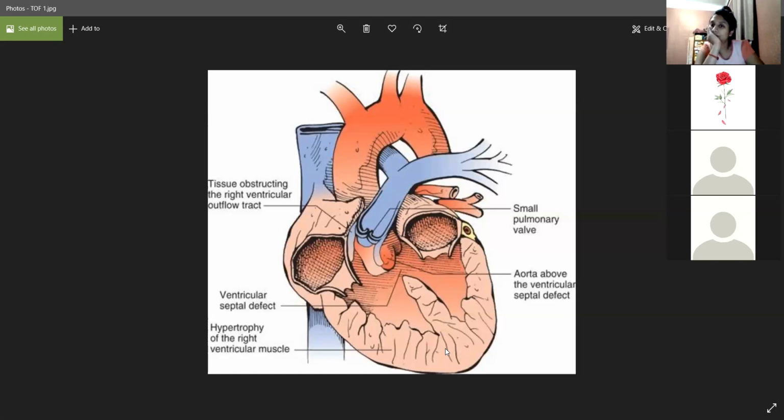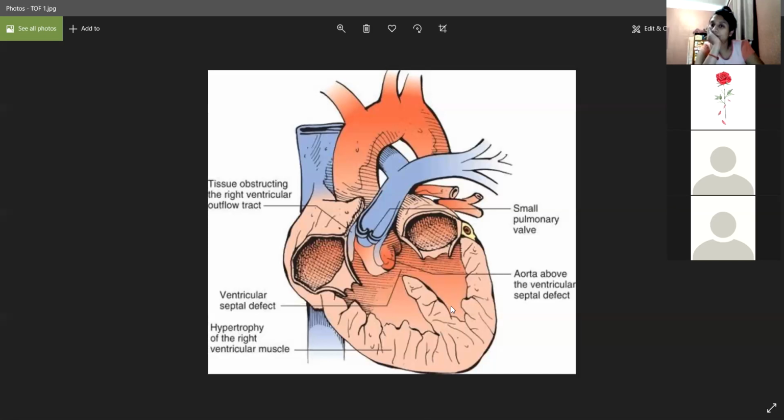Now, because of this as well, as you understand already from the classification, tetralogy of Fallot is under cyanotic heart diseases, right? Your 5 Ts. And also according to the classification when it comes to shunting, according to USMLE, cyanotic heart diseases fall under right to left shunting, right?